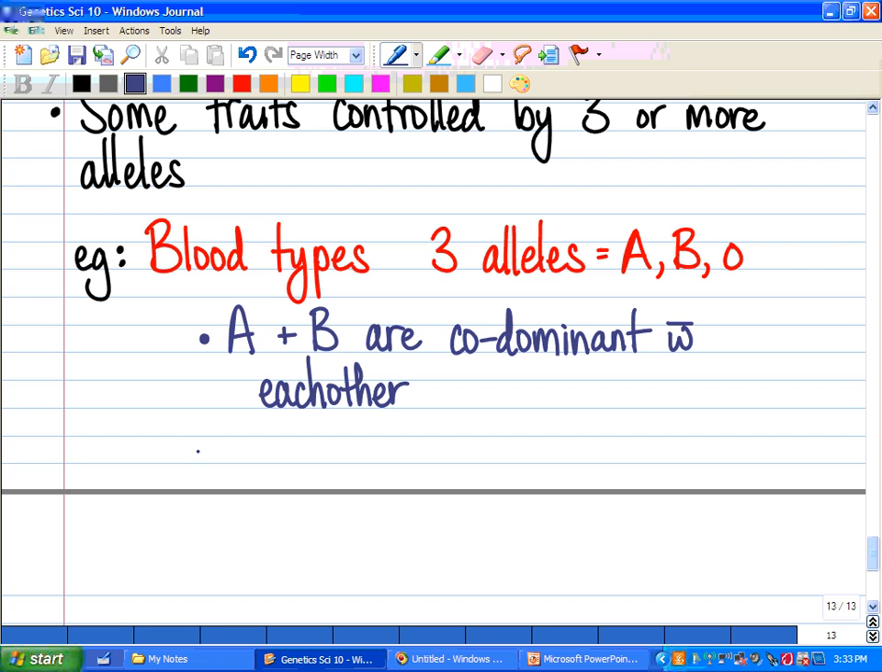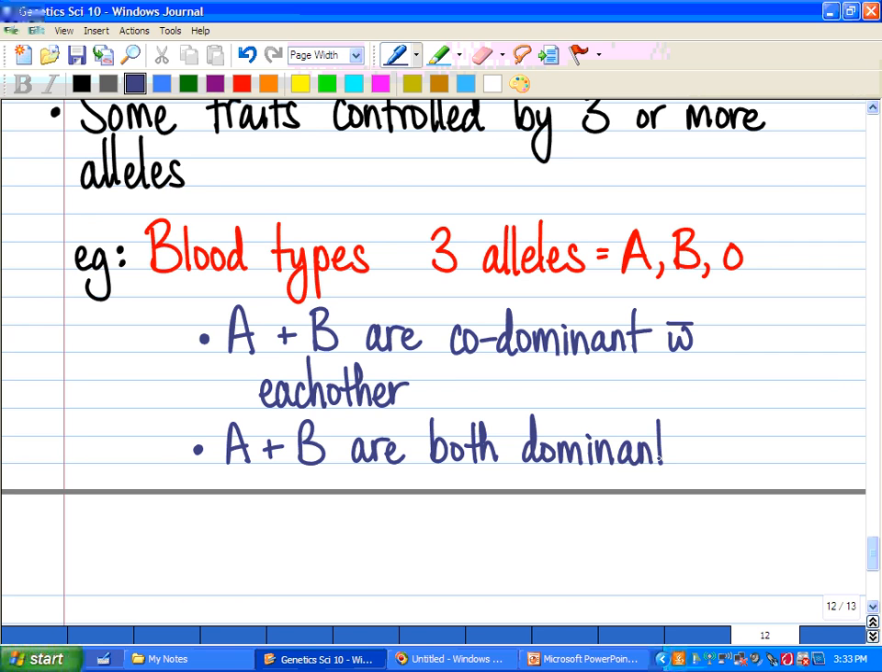And then what's really interesting is that A and B are both dominant over O-type blood. And that's why I have shown that O is a lowercase. But again, it doesn't really matter.